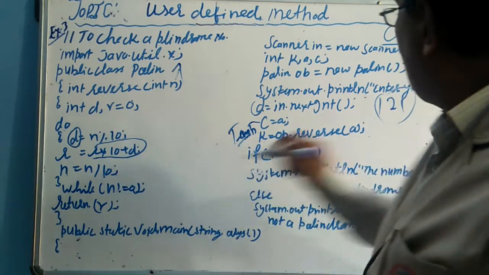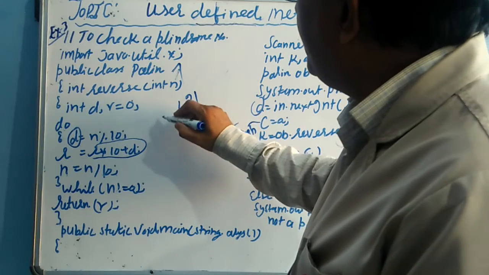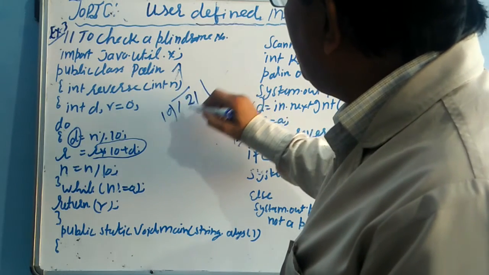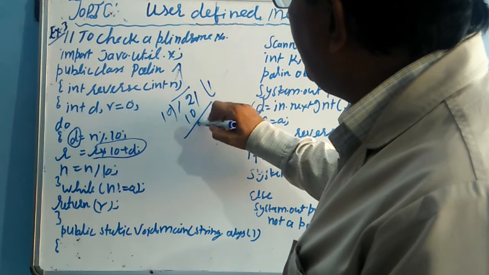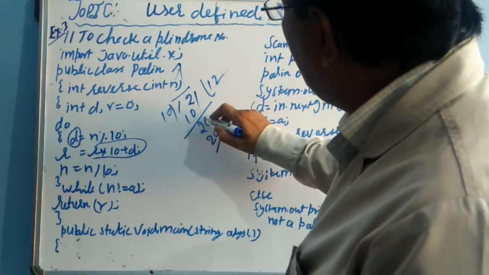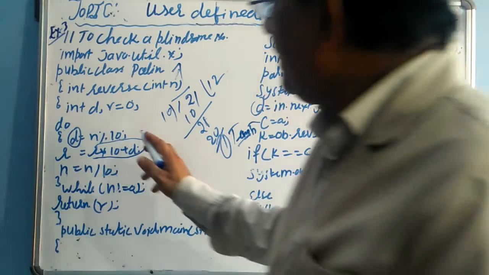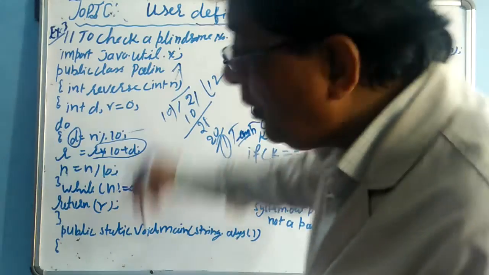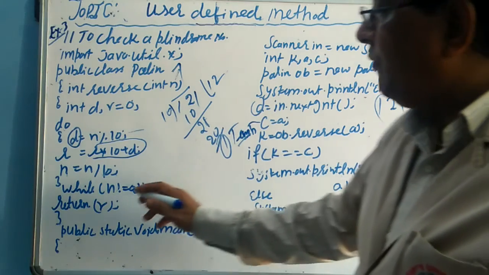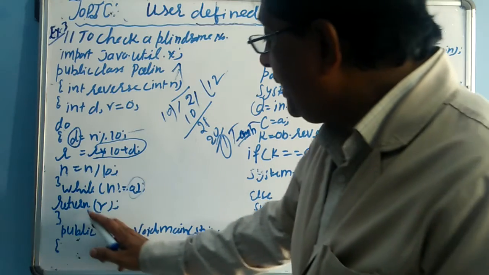So suppose 121, divide by, multiply by 10. So 10 times 1 is 10 and 10 times 2 is 20, and remainder is 1. So then the value of d will be 1. Like this it will be calculated, as I have just explained, till the value of n will be 0. Then it will be returned.